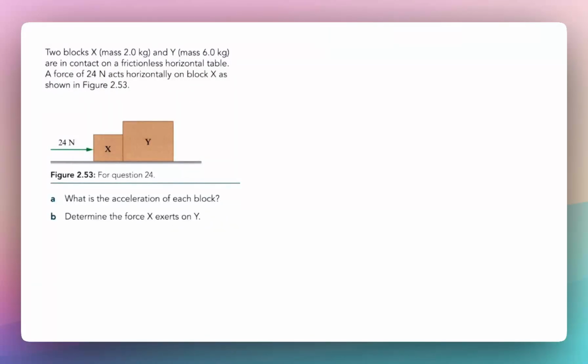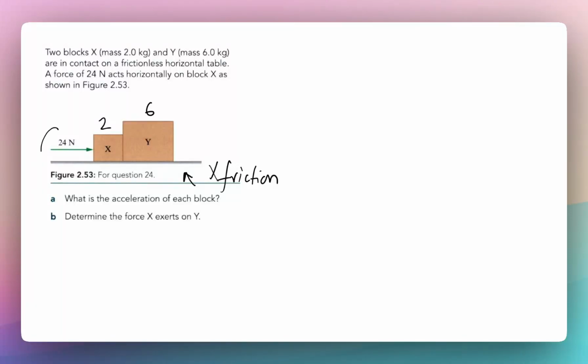So in this question, there are two blocks. One is block X, which has a mass of 2 kg, and block Y, which is bigger, has a mass of 6 kg, and they are in contact with each other, and they are on a frictionless horizontal table, so there is no friction. Okay, so that makes the problem probably simple.